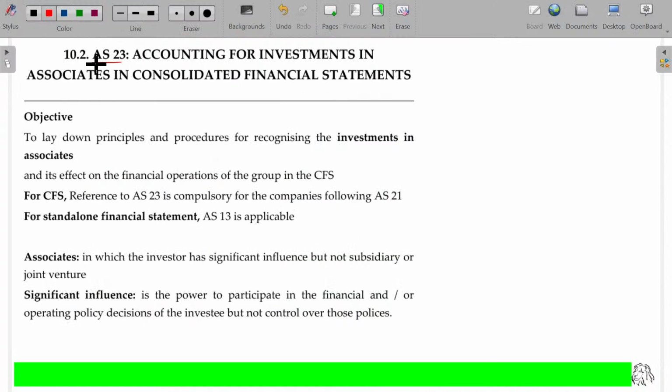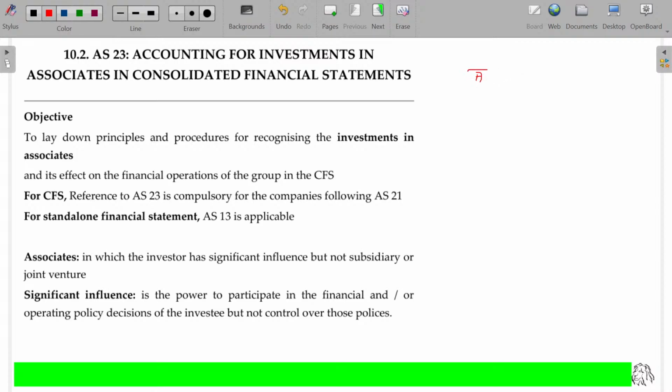AS number 23, accounting for investments in associates. The company requires to prepare consolidated financial statements. Is that okay?